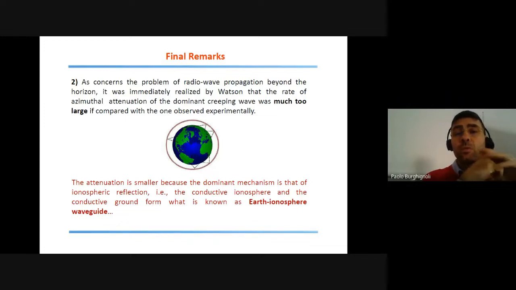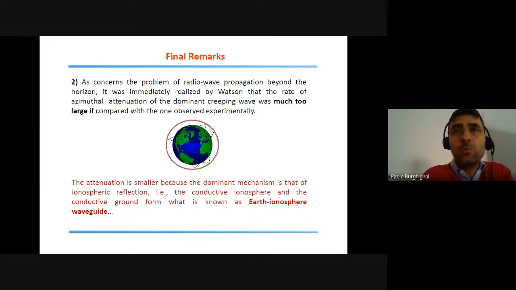The second remark concerns the original problem, the problem of radio wave propagation beyond the horizon, because after Watson proposed his method, he discovered that the rate of azimuthal attenuation of the dominant creeping wave was actually very large if compared with the attenuation that was observed experimentally. That is, basically radio waves reached the receiver beyond the horizon much less attenuated than the Watson transformation would predict.